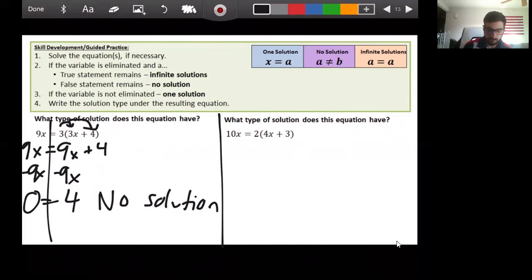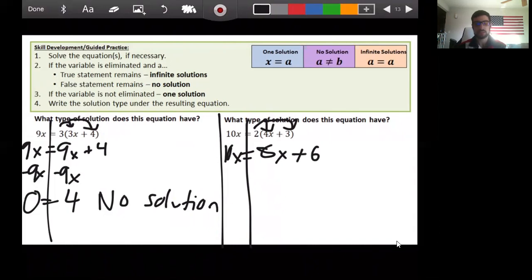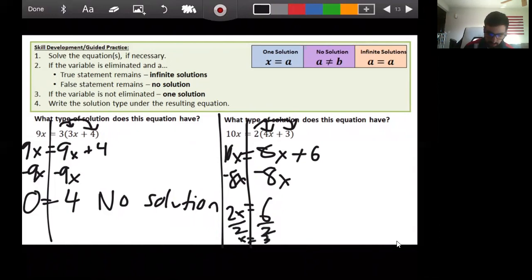All right, so one on the right, I'm going to build a wall. 10x is equal to, let me distribute, 8x plus 6. So 10x is equal to 8x plus 6. Let's go ahead and solve for x like we normally would. I need to get the variable term all by itself, so I'm going to subtract this. 2x is equal to 6. X by itself. X is equal to 3. So here I see I did get a solution. X is equal to 3. And I know because it is that one number that makes this true, this becomes one solution.